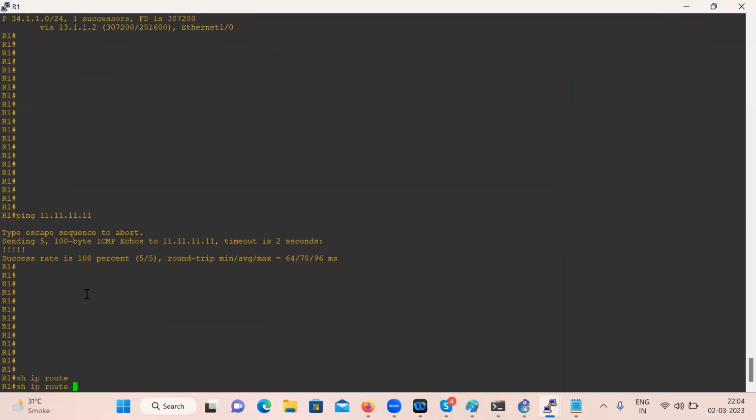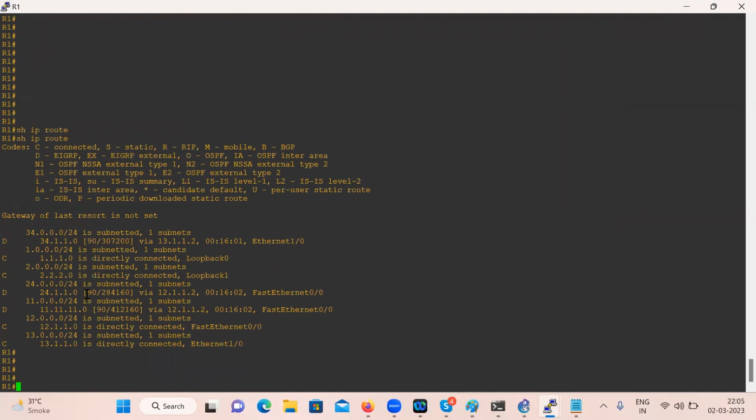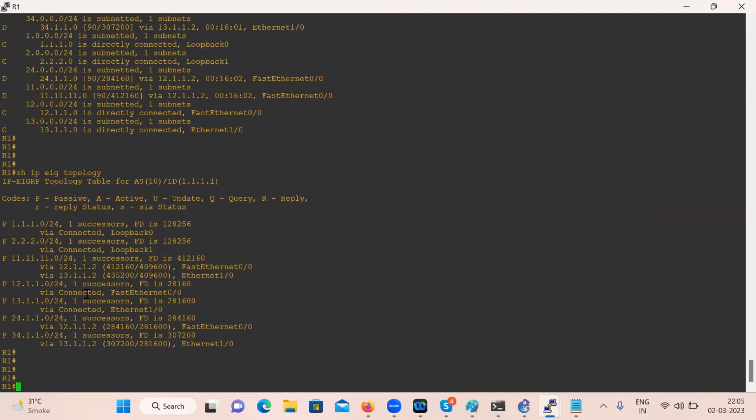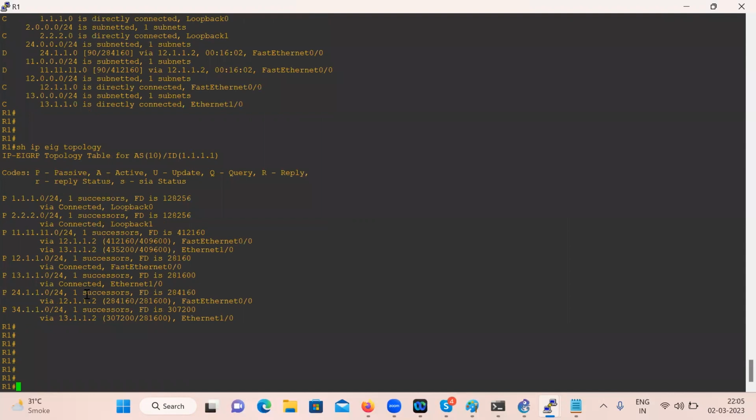Okay. See here. On router one, you have seen also. So IP route. Not here. So show IP EIGRP topology. Okay. In EIGRP, you can see the successor as well as feasible successor also. Okay, that day I defined you the successor and feasible successor value. Am I right? That day we have talked about the successor, which is the best path, and the feasible successor, which is the second best path.